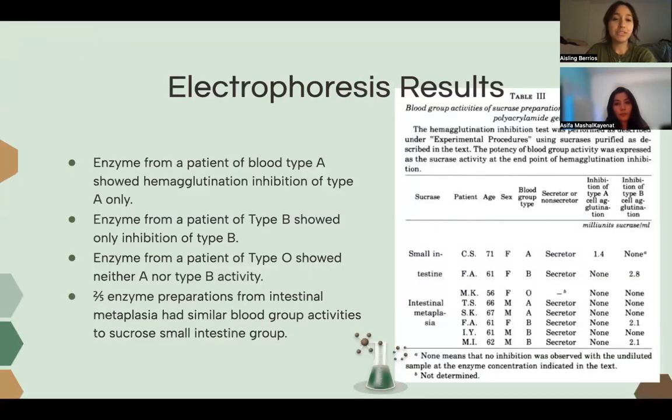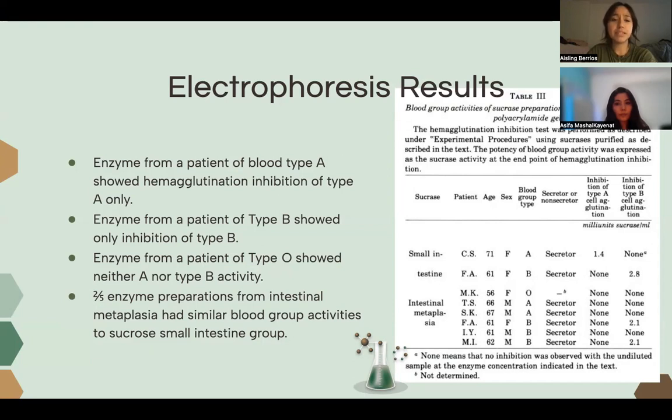Now, let's move on to the results, starting with electrophoresis. The polyacrylamide gel was used for electrophoresis, and the results are quite interesting. Blood group activity was detected in 2 preparations of sucrase from the small intestine. The sucrase from a patient of blood type group A displayed hemagglutination inhibition of type A only, and sucrase from a patient of blood type group B displayed inhibition of type B only. The sucrase from a patient of type O, as expected, showed neither type A nor type B activity.